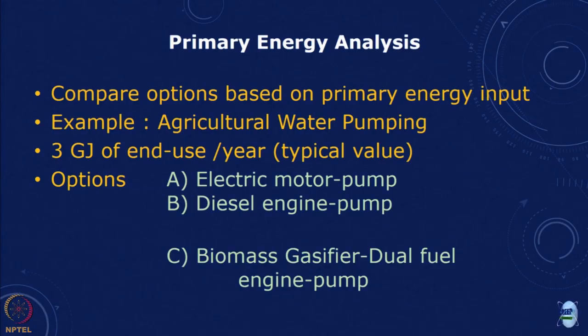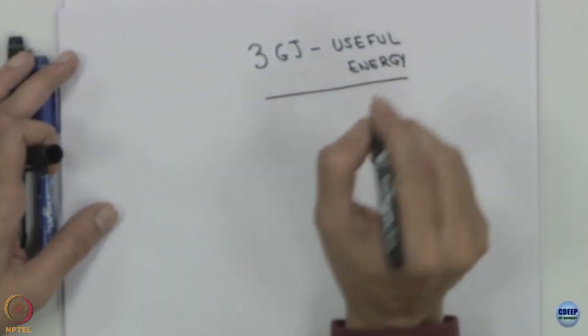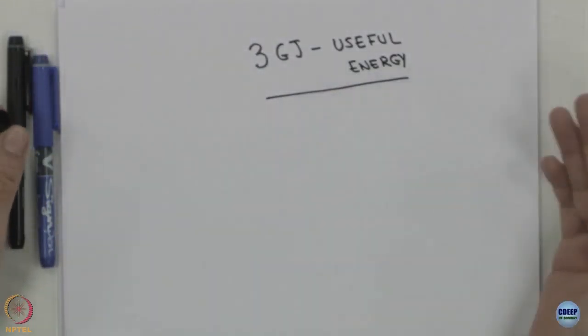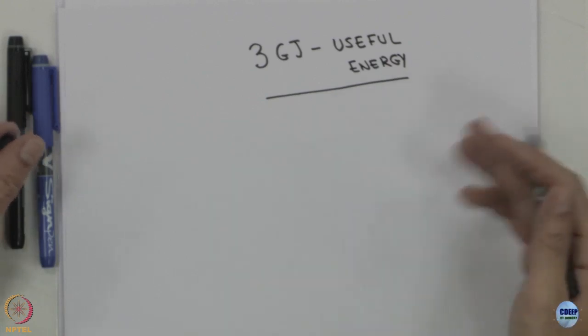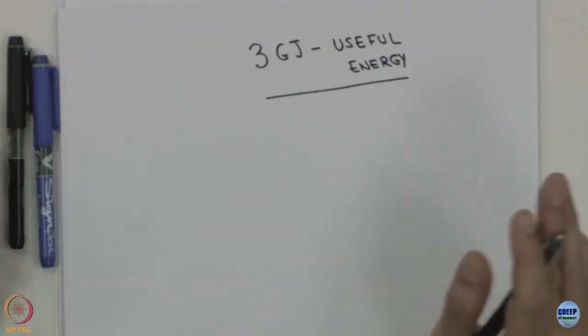And we want to see what will be the primary energy requirement in three cases. You could also do a similar thing for solar. We are not doing that in this. The first one, A, is the electric motor pump. The second, B, is the diesel engine pump. And C is the biomass gasifier dual fuel engine pump.